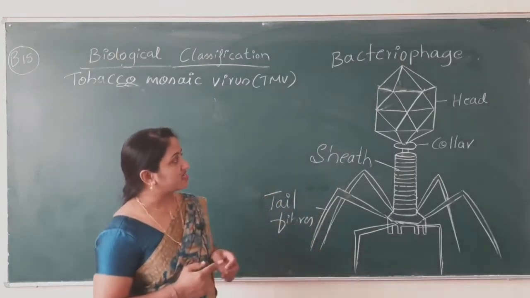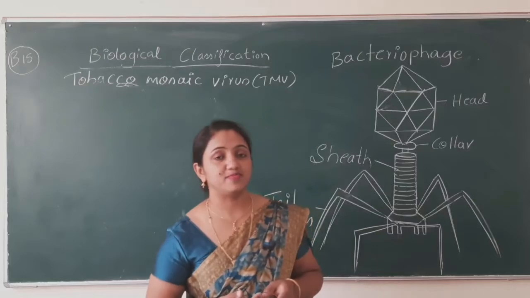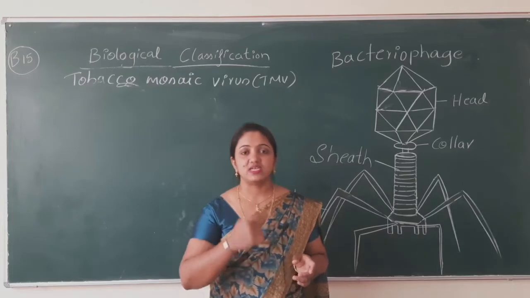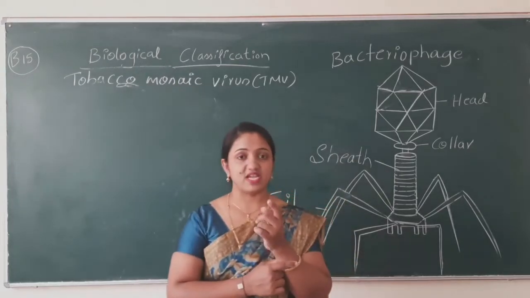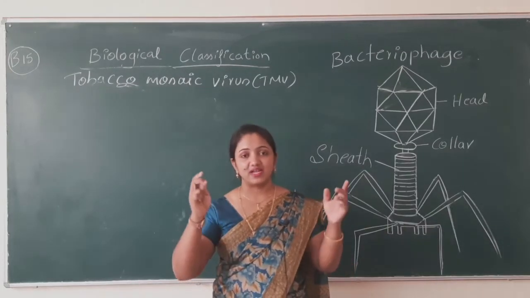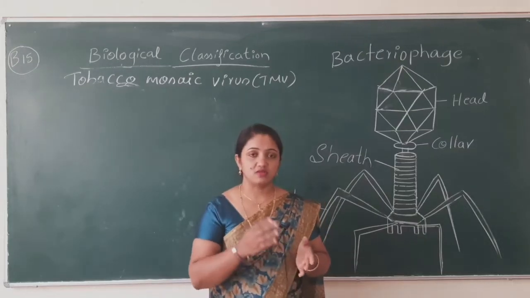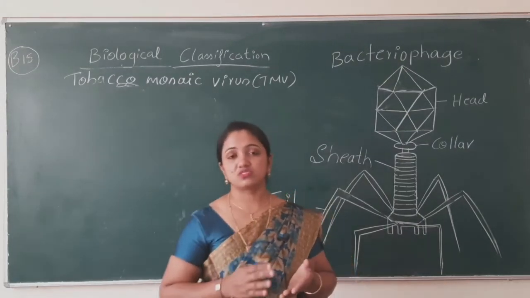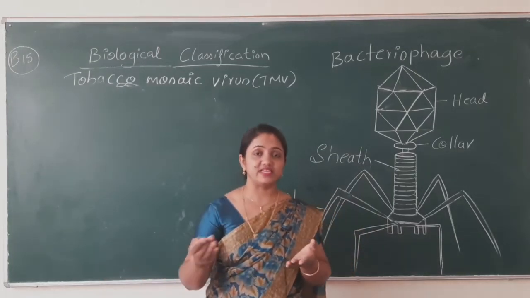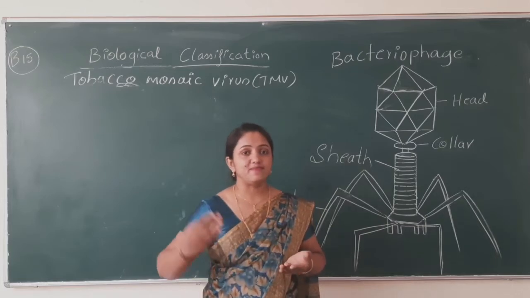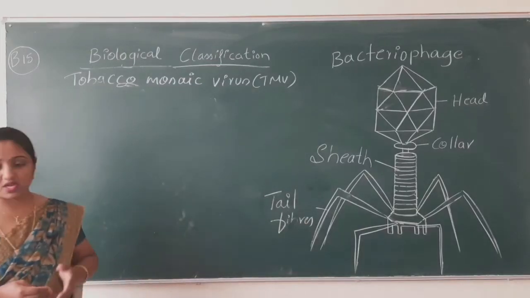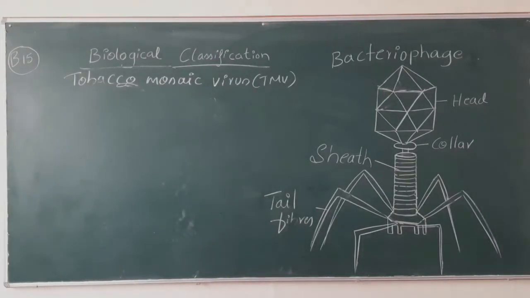When the bacteriophage releases the genetic material inside the bacteria, the genetic material increases its number. Increasing its number means it will multiply by using the bacteria's proteins and the bacteria host cell's genetic material. By utilizing the host cell, or bacteria, it will multiply its number. Okay, so that's all about the diagram of bacteriophage.